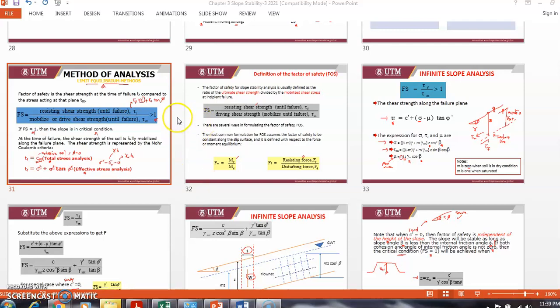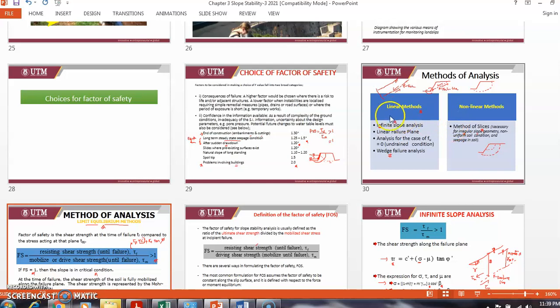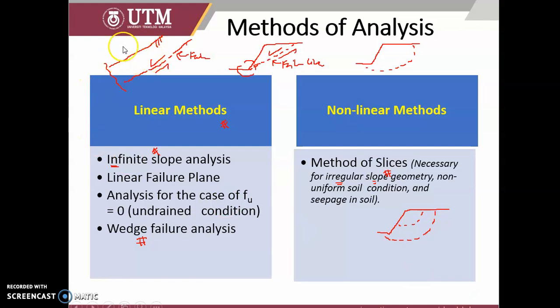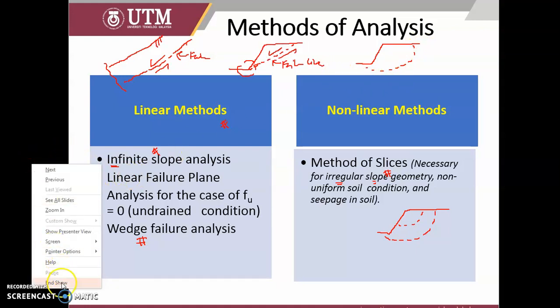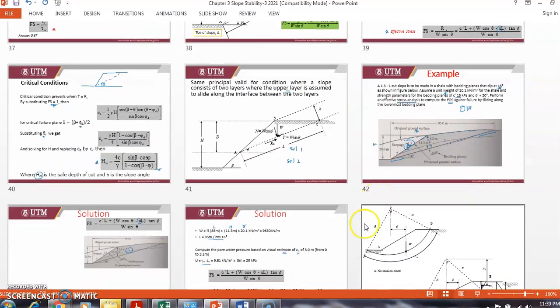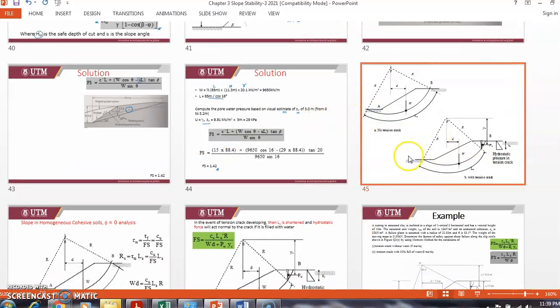Okay, just now I already briefed on the linear methods: infinite slope, and also finite slope with a linear failure line. So in this video, we continue with the still linear methods, but now the failure line is a circular type. So let's go to the slides.